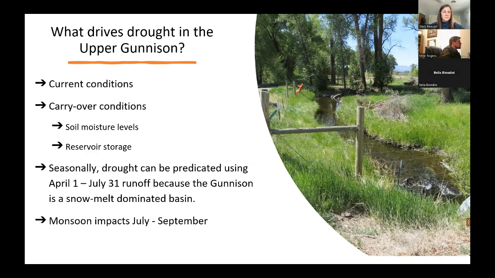And then I did just want to throw in that we've got monsoon impacts that can occur in the basin as well. That's more of a July through September timeframe. So in addition to that snowmelt dominated flow, we can also see some streamflow fluctuation based on high levels of rainfall precipitation being driven by the monsoons.